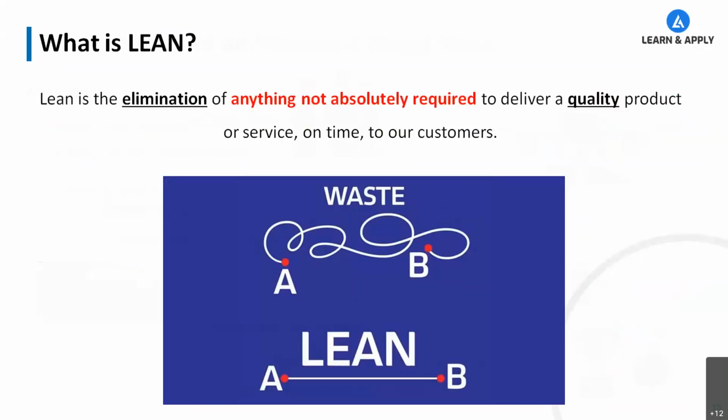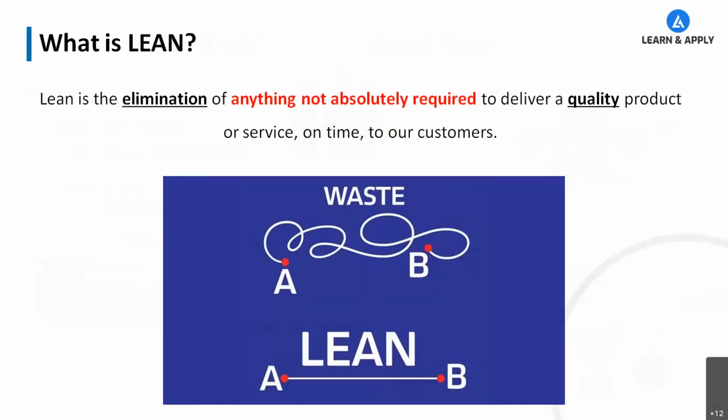So with these concepts in mind, we have started our session with Lean Six Sigma. Now we will look at Lean. These are two completely different things that can be implemented in an industry. So first, what is Lean? Lean is the elimination of anything not absolutely required to deliver a quality product or service on time to our customers. As we have seen, we know what a customer, a defect, and an opportunity are.